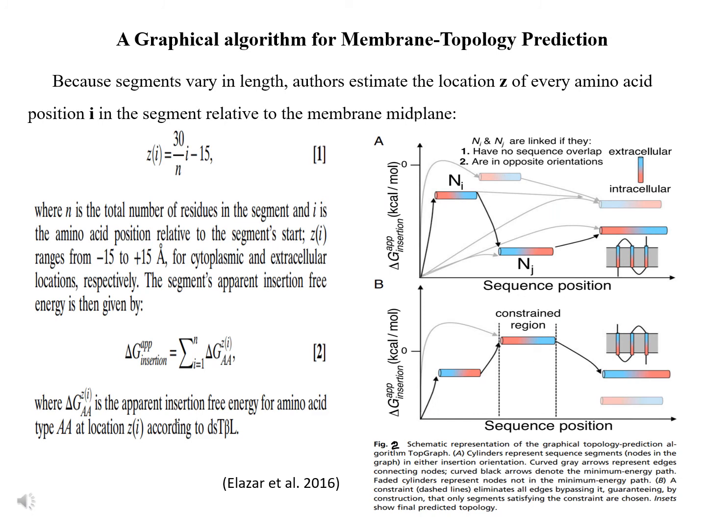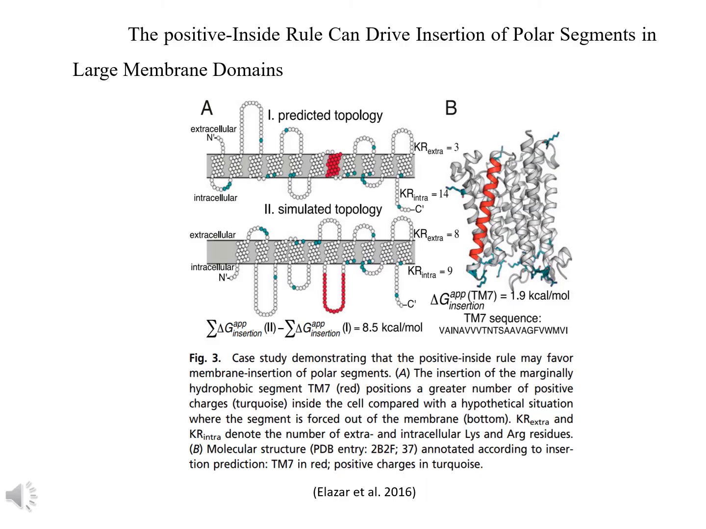This is a schematic representation of the graphical topology prediction algorithm TopGraph. Here we have a comparison between a predicted topology and a simulated topology. In A, we can see a case study demonstrating that the positive inside rule may favor membrane insertion of polar segments, and letter B represents a molecular structure annotated according to insertion prediction, TM7 in red and positive charge in turquoise.